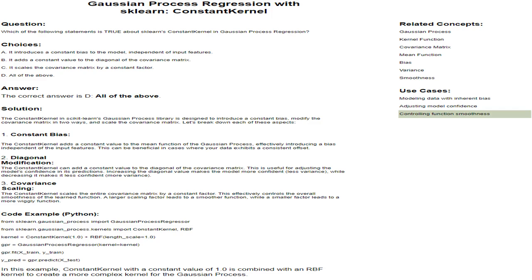From sklearn.gaussian_process.kernels import ConstantKernel, RBF. kernel = ConstantKernel(1.0) * RBF(length_scale=1.0). gpr = GaussianProcessRegressor(kernel). gpr.fit(X_train, y_train). y_pred = gpr.predict(X_test). In this example, a constant kernel with a constant value of 1.0 is combined with an RBF kernel to create a more complex kernel for the Gaussian process.